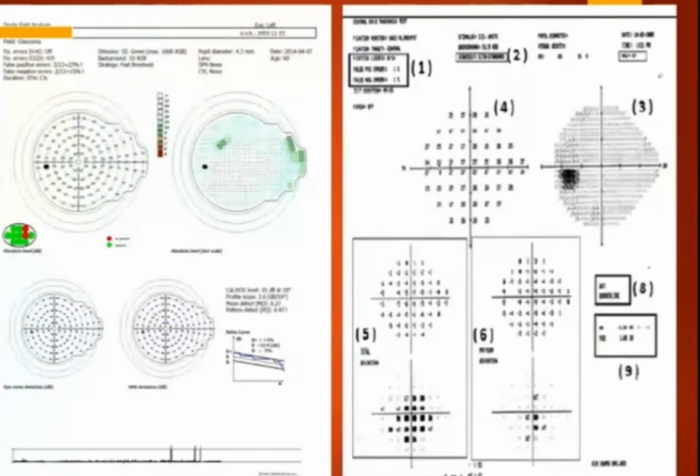So I've shown this before, how the gray scale looks. So this is the gray scale. It uses dark patches to represent the field.